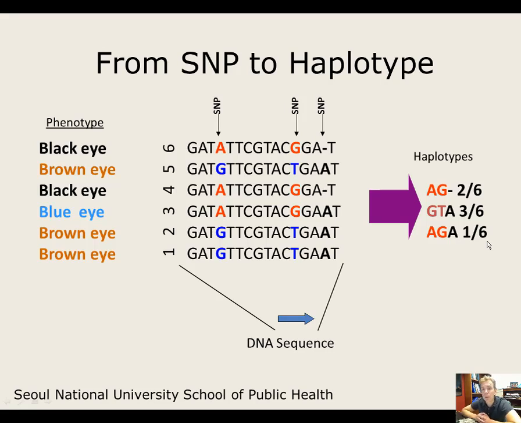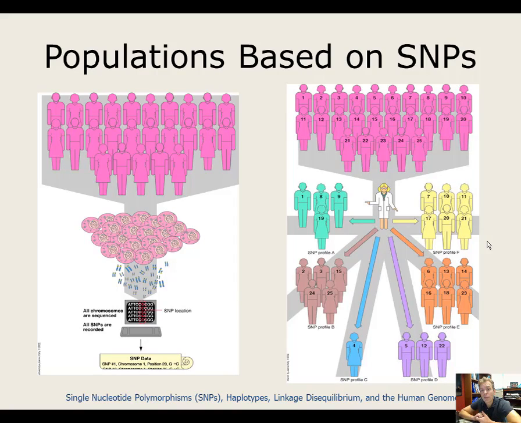Only 1 out of those 6 people has that haplotype. So we can use this information to identify or predict phenotypes based on people's haplotypes. This is very powerful when combined with very large populations.